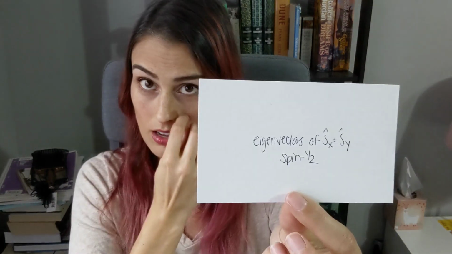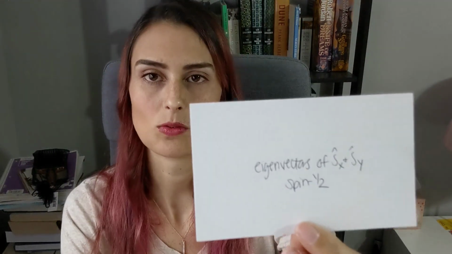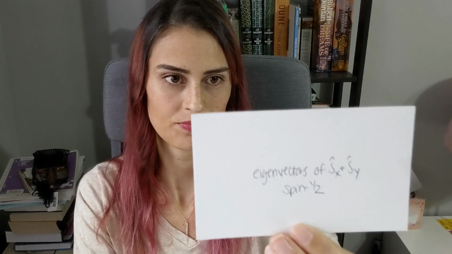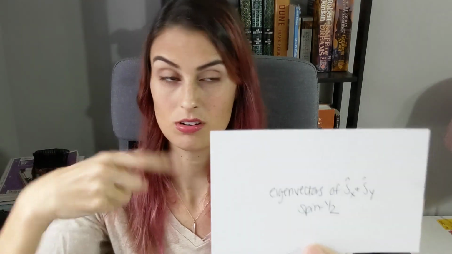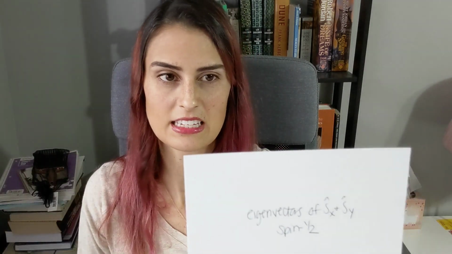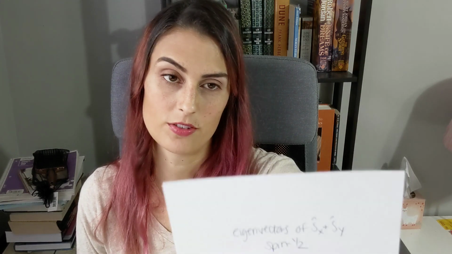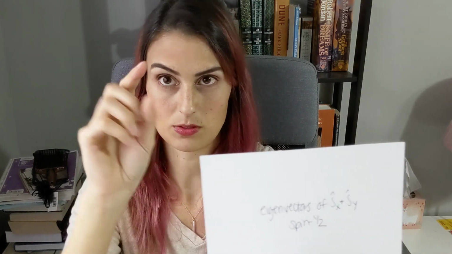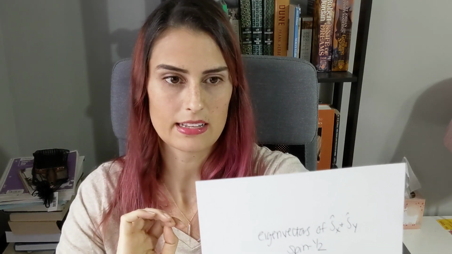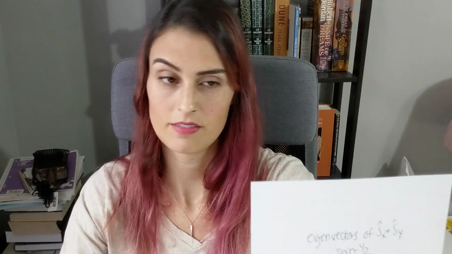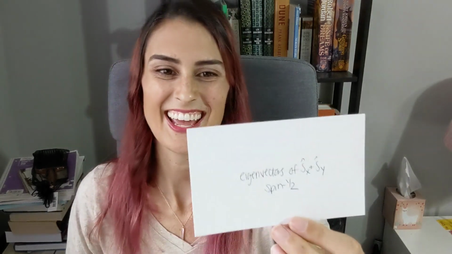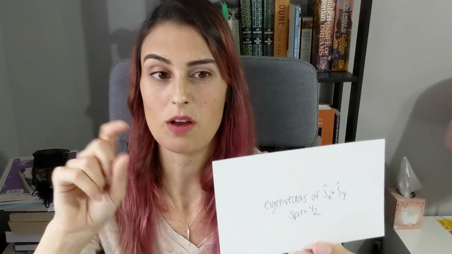The eigenvectors of the spin operators for x and y for spin 1/2. So you have up and down, basically. And for x, the up is 1 over the square root of 2, and then the matrix is 1, 1. And for y, it's 1 over the square root of 2, 1, i. And then for the down eigenvectors, sorry, it's 1 over the square root of 2, 1, negative 1 for x, and 1 over the square root of 2, 1, negative i for y.